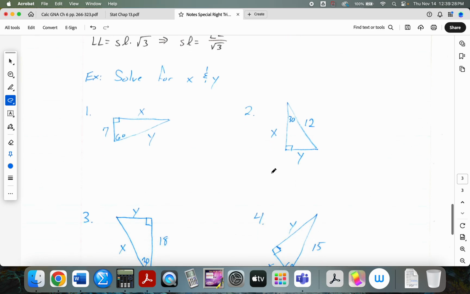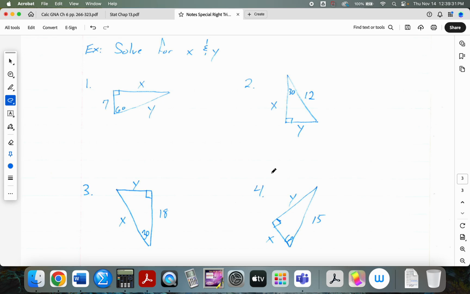All right, so let's solve these for x and y. It's helpful to figure out what it is that you've got to start with. I don't require that you write it down or anything, but which side do we have out of this 30, 60, 90 triangle? The short leg.